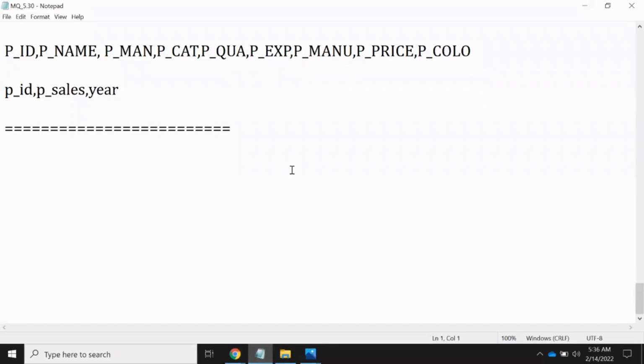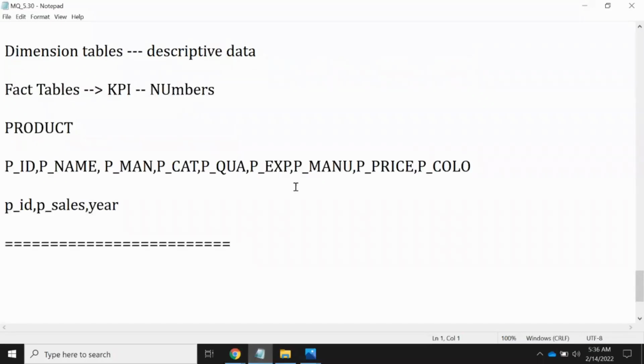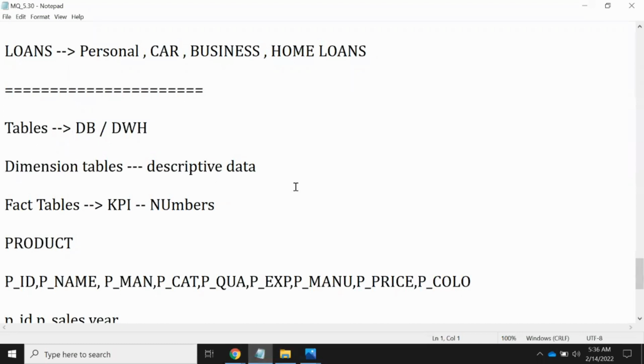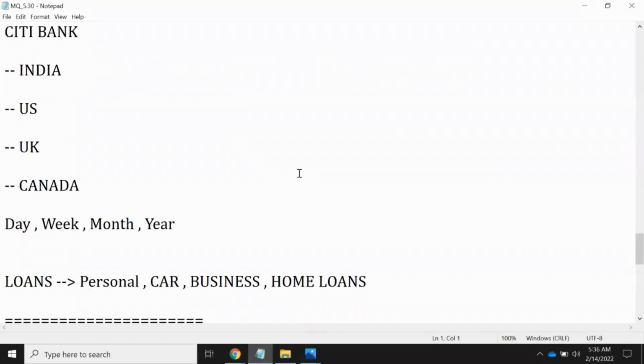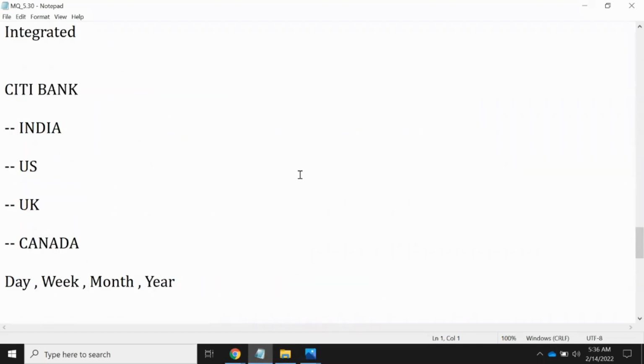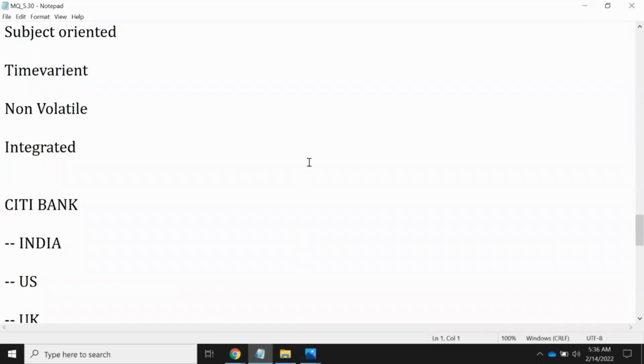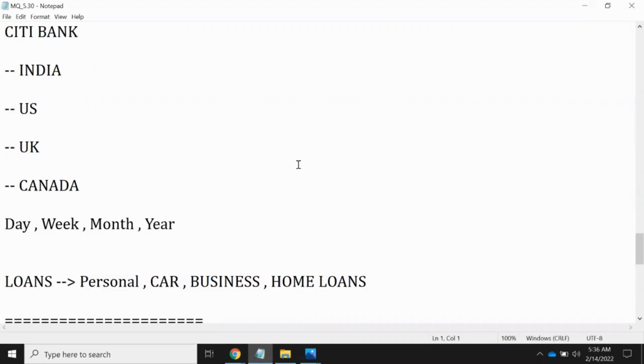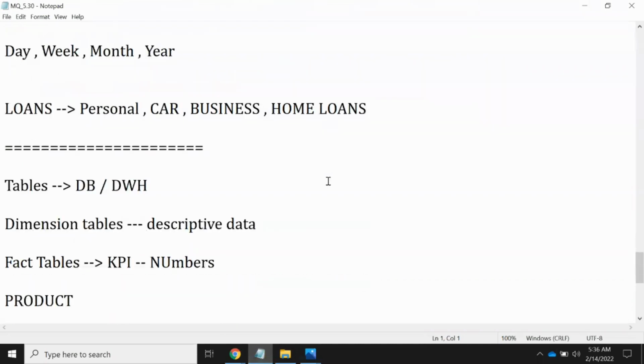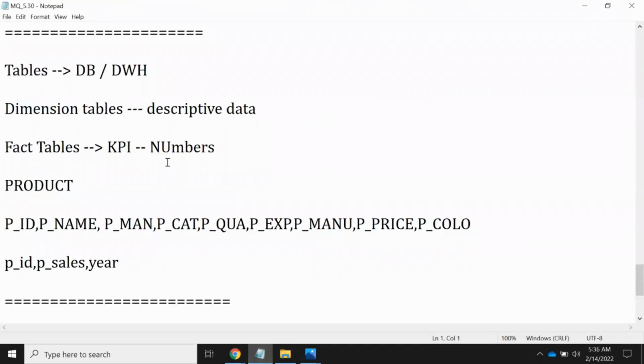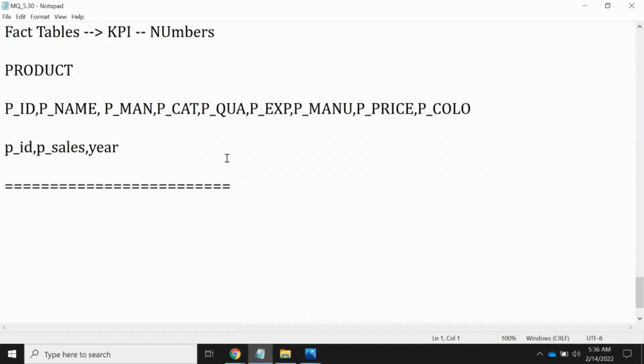In the last sessions, we discussed the basics. What is a database, what is data warehousing, and what is the main importance of data warehousing. Why it is required, and what the characteristics of a data warehouse are. We also discussed the types of tables, the dimension table and the fact table.